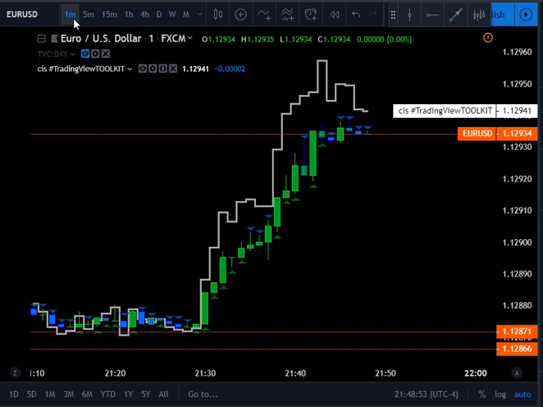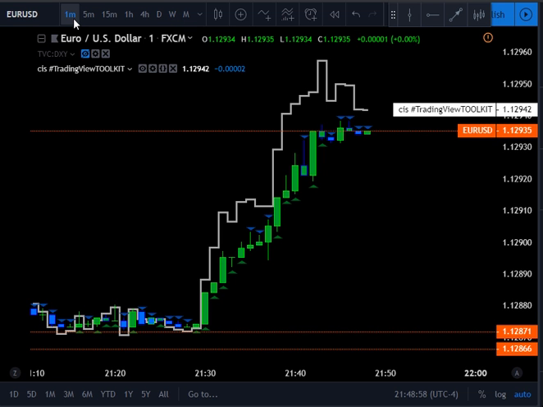I'm going to step away from the microphone for just a couple of minutes. I'm going to leave the 1 minute chart up with the TradingView Toolkit algorithm.